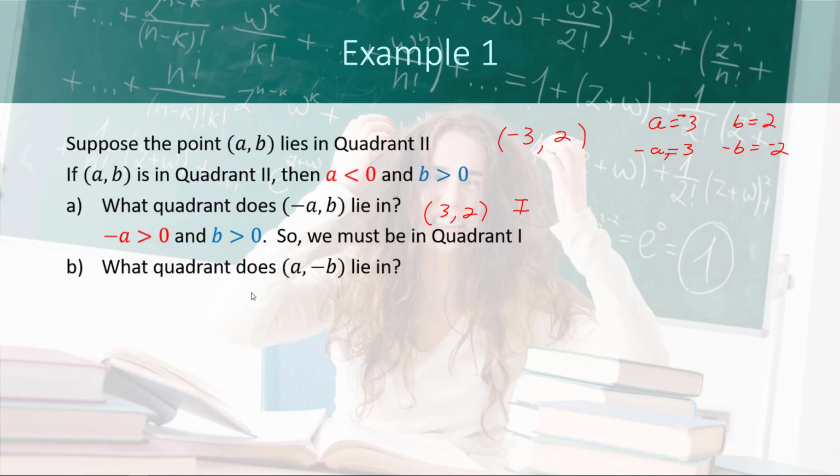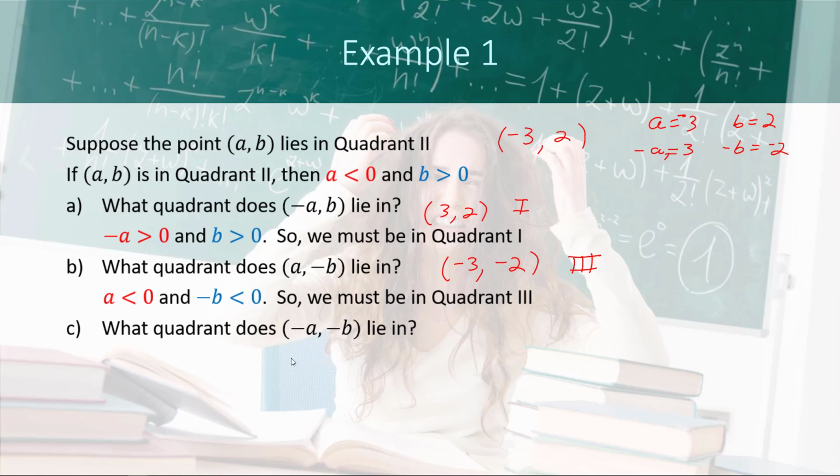Okay, what about (a, -b)? Well, a is negative 3. Negative b is negative 2. That's quadrant 3, since they're both negative. Okay, and what about (-a, -b)? Well, negative a is 3. Negative b is negative 2. That's quadrant 4.